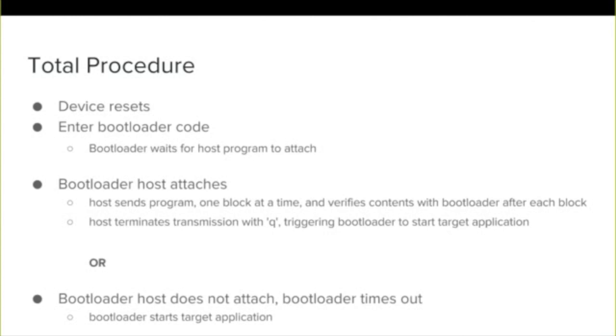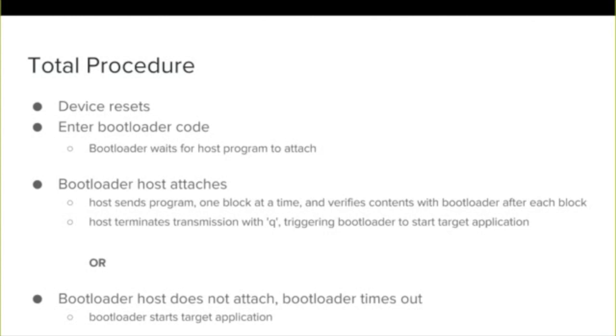Our total procedure is now: device resets. We're now in our bootloader, okay? Our bootloader is going to wait for the host program, that bootload.py script, to attach to it. The way it does that is it's going to send the bootloader start string, and then it'll print a dot, and it'll do that 5 times, one dot per second. If it prints out 5 dots and nobody says anything, then it'll just go and run the program, right? But if in that 5 second window somebody attaches to it, the bootloader host program sends a start character, then it knows, okay, somebody's trying to talk to me, I'm going to get ready to load the program, right?